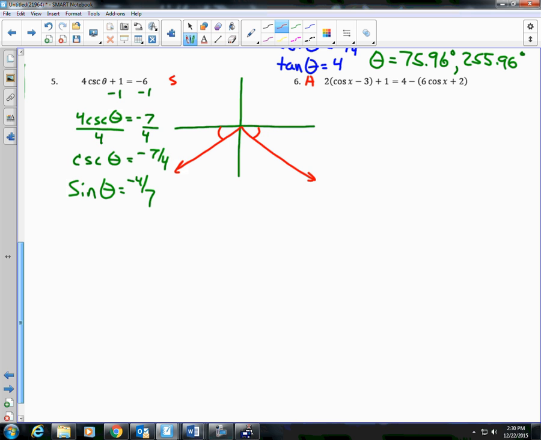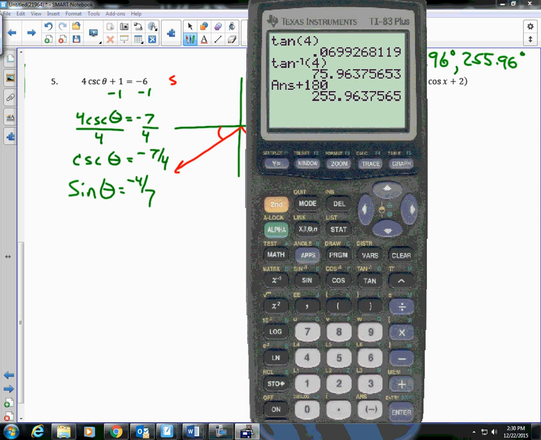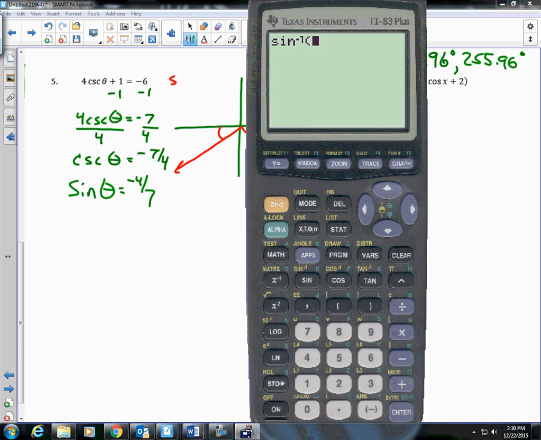Giselle? No? Okay. So what do I punch in the calculator? Second sine inverse. But do I type in negative 4/7 or positive 4/7? Always type in the positive. We've already determined where the negative applies. Negative means that it's in the third and fourth quadrant. So we just have to do 4 divided by 7. We get right around 34.85 degrees.